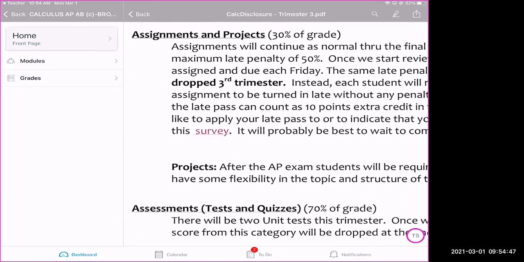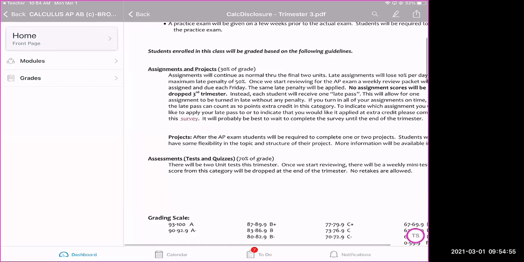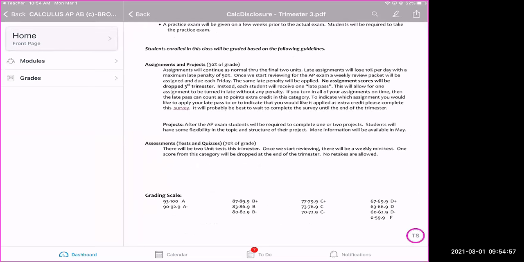I'll send out this link later as we get closer to it, but if you go to the disclosure online and you click on that survey, that will link you to the survey. The survey is just where you're going to tell me what assignment you want to apply it to. Now, if you turn in all of your assignments on time and you don't need a late pass, then it counts as 10 points extra credit. So that's your best option, is just don't need a late pass. At the end of the try, you can tell me, just apply it to extra credit.